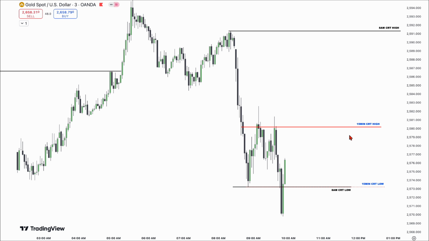Here we are on the 1-minute chart, and you can see price takes that low and creates a turtle soup and then moves upward, creating a change in state of delivery and creating a higher probability order block, so we mark out that order block.